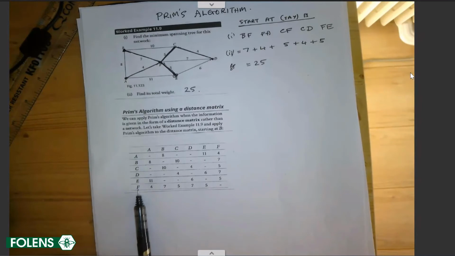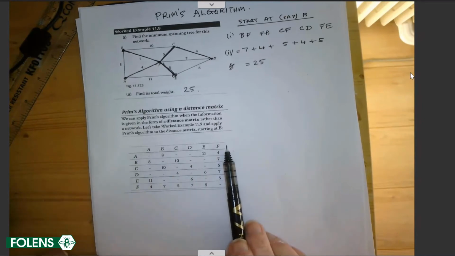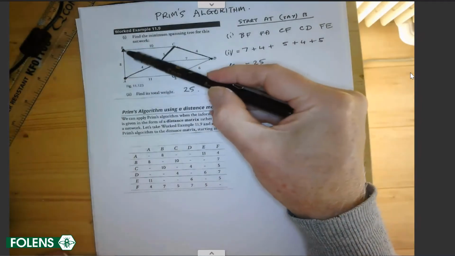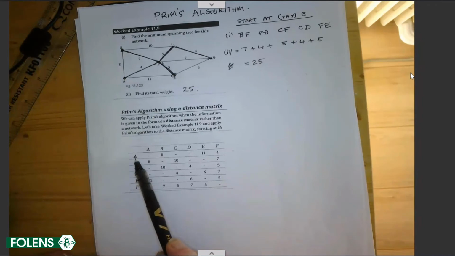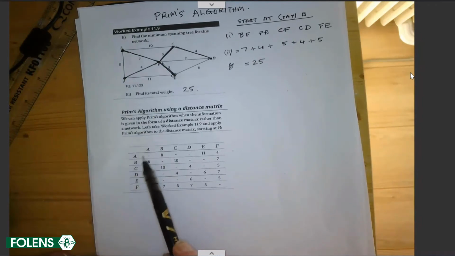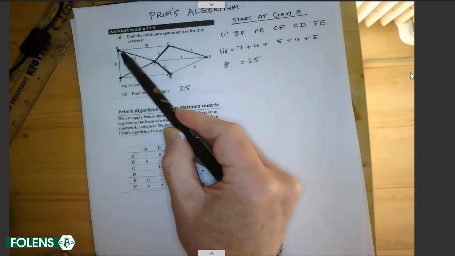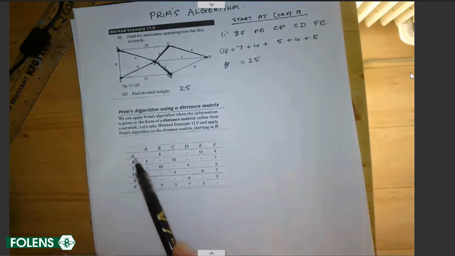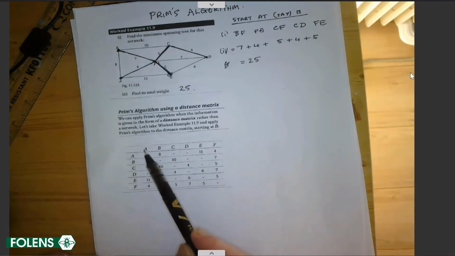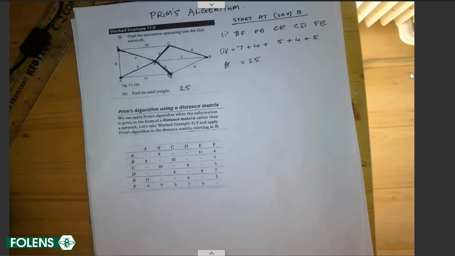But there is a matrix fashion. If we have A, B, C, D, E, F, and A, B, C, D, E, F, we can say from A to B is 8. So from A to B is 8, and obviously from B to A is 8. So it's a symmetrical matrix. From A to E is 11, and obviously from E to A is 11, and so on. So we have a matrix.